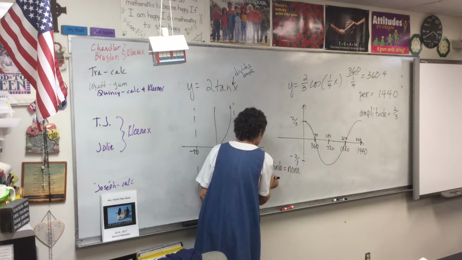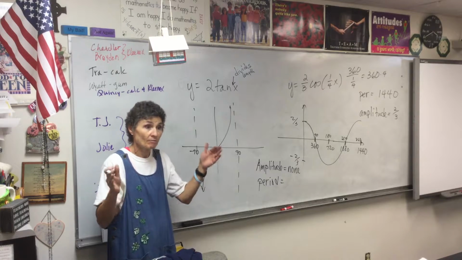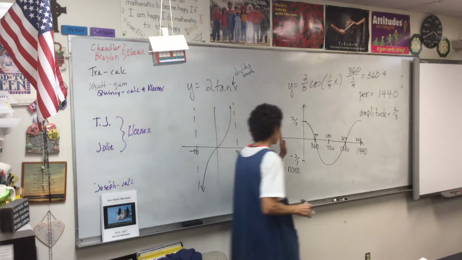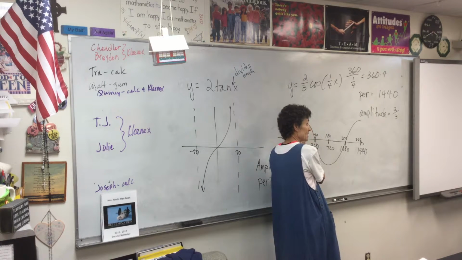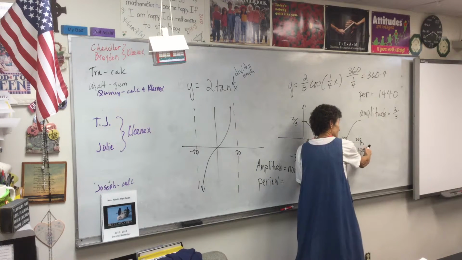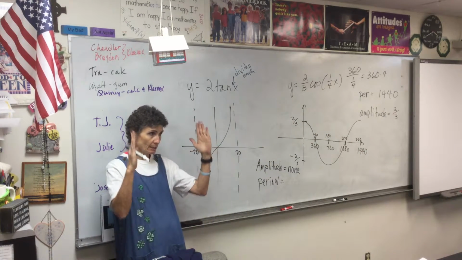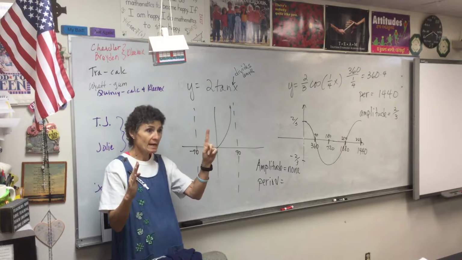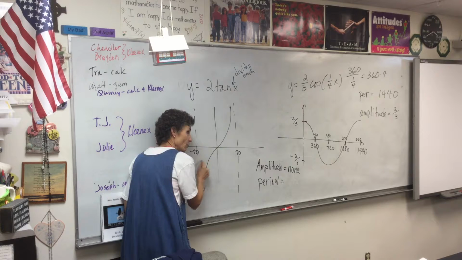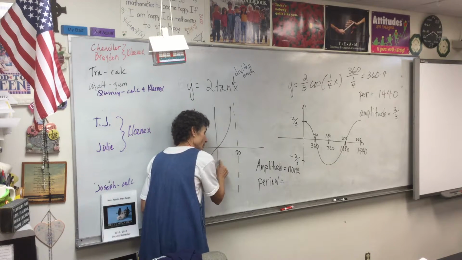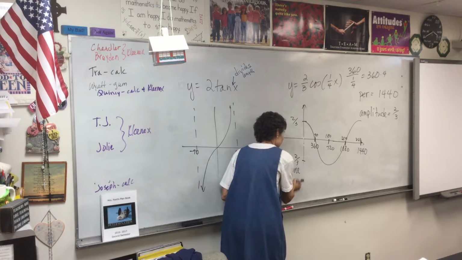Now the period is a little tricky. Period is the length of the curve. Now over here, I said it was 1440 because we started at 0 and ended at 1440. Be careful. What's the period here? What's the length? 180. Why is it 180? Because you've got 90 over here and 90 over here. So the period is 180.